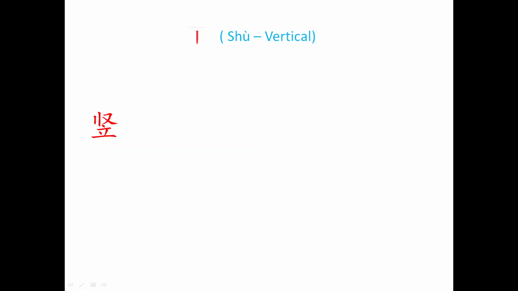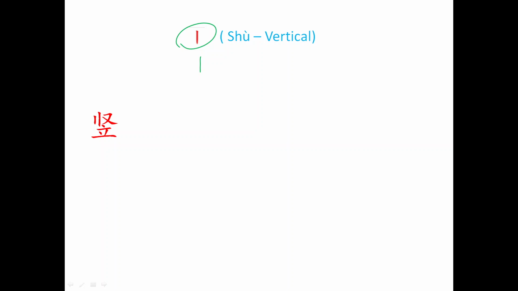Next, we talk about the 竖, or vertical. As the name suggests, we write it from top to bottom vertically. This stroke doesn't have variances either. We just write it shorter or longer, depending on the circumstances.